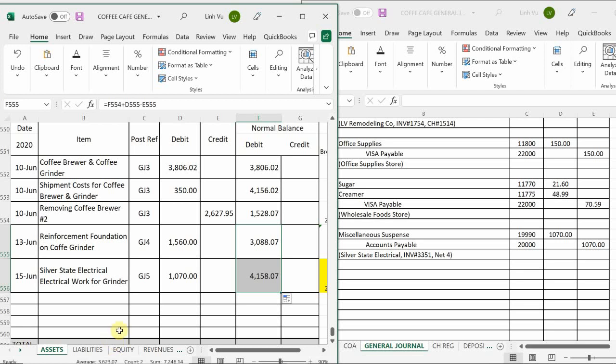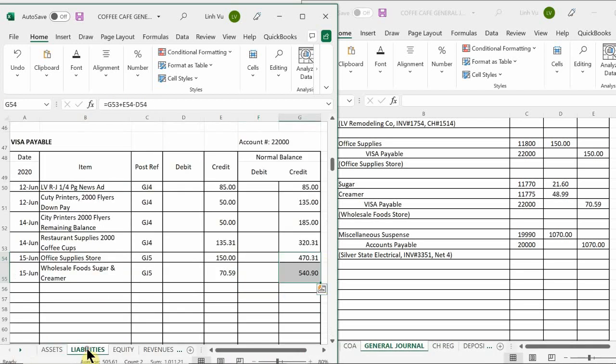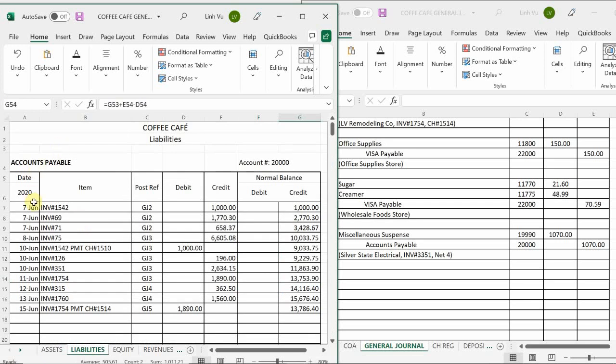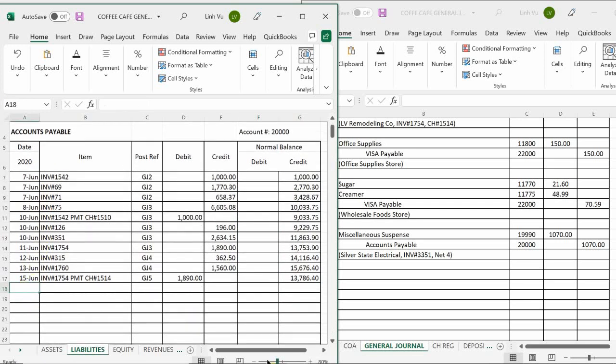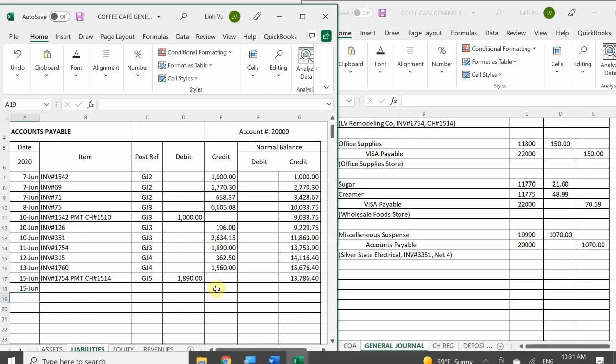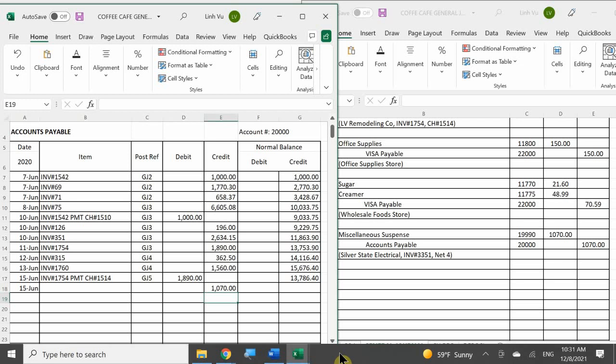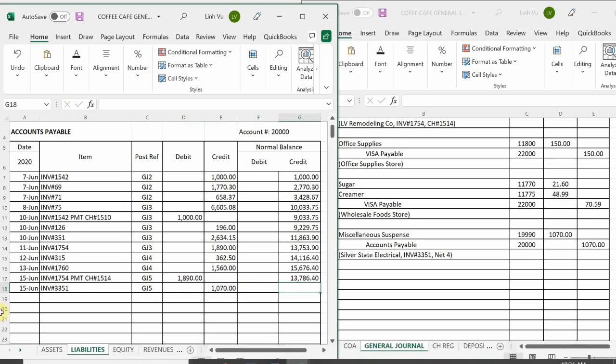Okay. And then you will go to liabilities and credit 1070. Good. So liabilities, accounts payable. You said credit 1070. What's the details on this credit for 1070? Invoice number 3,351. Okay, so that brings my account balance to be 14,856.40. Good. Okay.